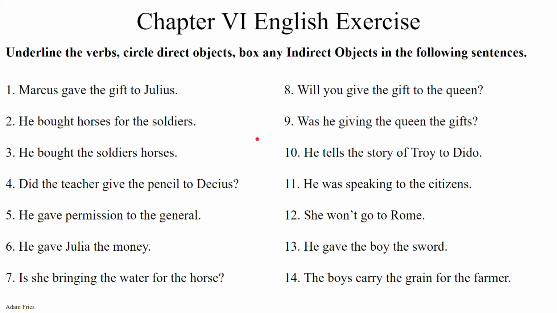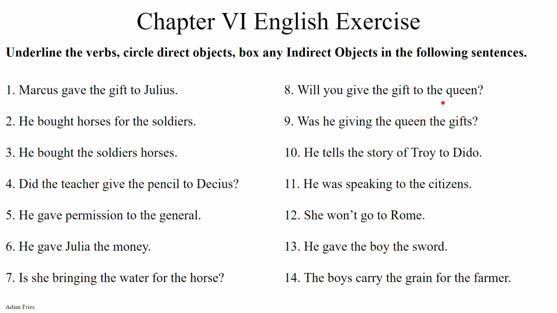8. Will you give the gift to the queen? Another question, another interrogative. We've inverted the subject with the helping verb. So you will give the gift to the queen would be the declarative non-interrogative version. So underline give, that's our verb. What are we giving? Are we giving the gift or are we giving the queen? We are giving the gift. Circle the gift, box to the queen, dative, to the queen.